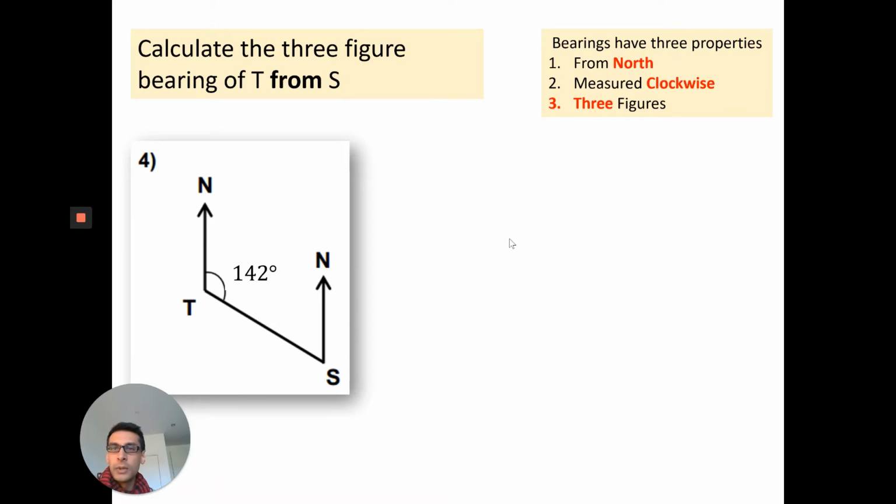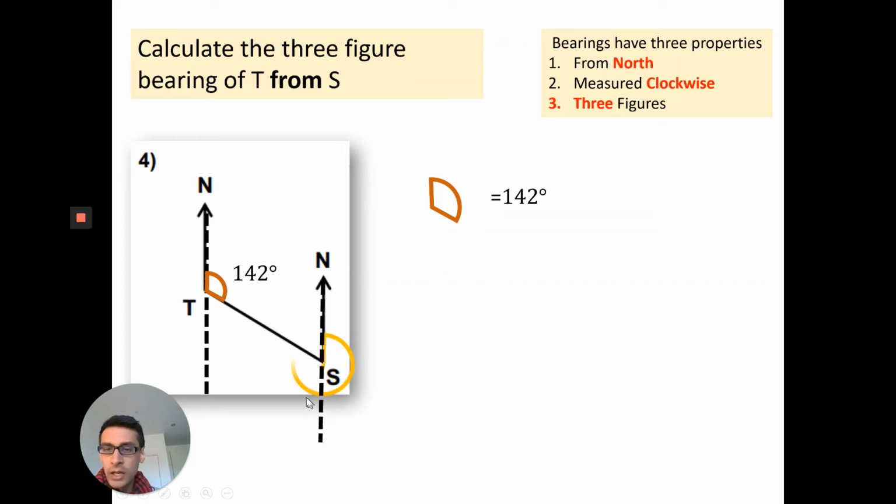So calculate the three-figure bearing of T from S. When I'm traveling from S, I'm going to T. So the first thing I will do is I'll extend the north line so I can see the transversal here. I can see TS is that transversal, and then I can just use angle properties from the last slide. So I know that's 142.